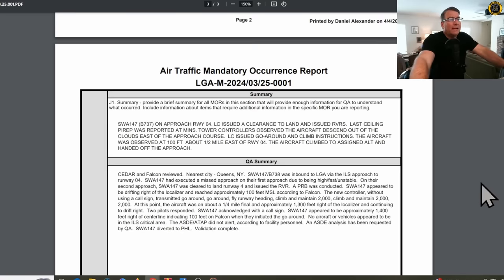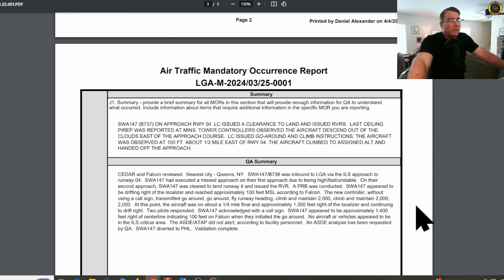Southwest 147 had executed a missed approach on their first approach due to being high, fast, and unstable. On their second approach, Southwest 147 was cleared to land runway 4 and issued the RVR, or runway visual range. A PRB was conducted. Not sure what that means. Some of you controllers here can help fill in the blanks in the comment section below.